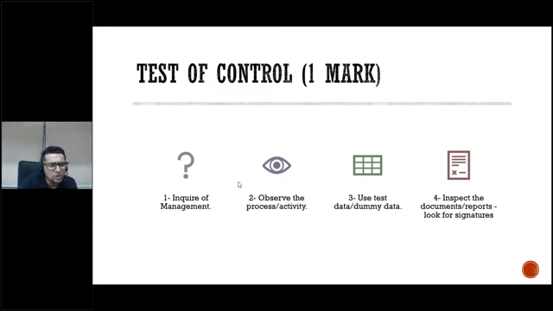Can we not also inspect tangible items like non-current assets? Yes. The word inspection is used for two things. Number one, inspection of tangible items such as assets. Number two, inspection of documents. So Sarosh, you are right. But for test of controls, mostly we are going to inspect documents. Okay.